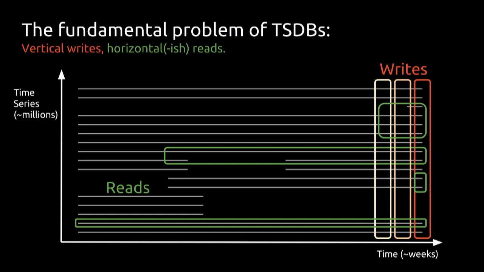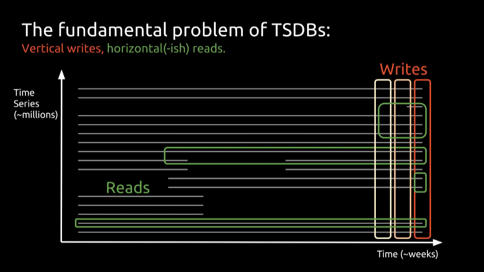And people talk about time series databases being heavy on write and light on reads. And then some other people say, no, it's the opposite. And my opinion, TLDR, is that time series databases are special because they have vertical writes and horizontal reads. So what does that mean?